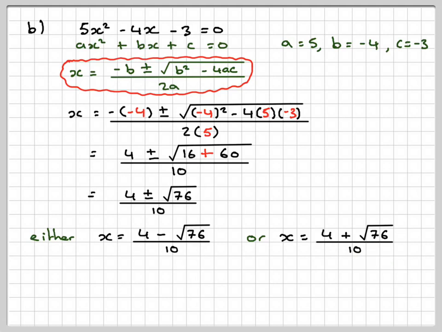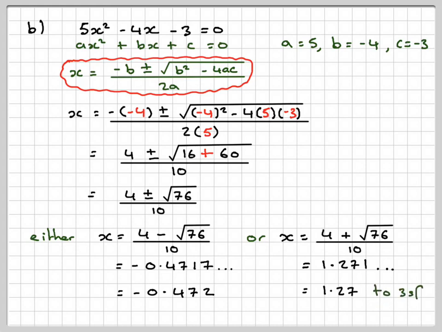Using that fraction button on our calculator, so you press that first, put the numbers in, you're going to get minus 0.4717. Rounding it to three significant figures, that 7 will make the 1 become a 2, so it's going to be minus 0.472. Use the left replay button to here, delete the minus sign and change it to a plus, and then you're going to get 1.271, and then that 1 has no effect on that 7, so it's going to give you 1.27. And there are your two answers to three significant figures.